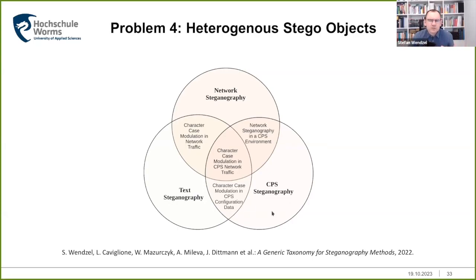Now, let's say you transfer this over the CPS network. What is it then? Well, it also doesn't matter because it never matters in our taxonomy, but it would be text steganography applied somehow to network traffic that is residing in a CPS environment, I guess, and belongs to and describes CPS configuration data. But this is complicated to explain, and people probably have different views on that. So we say, okay, it doesn't matter.